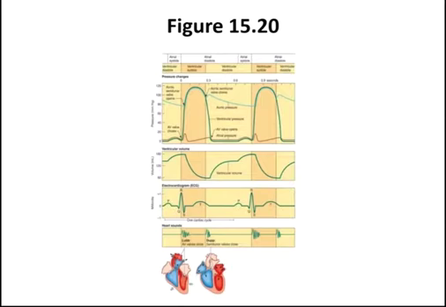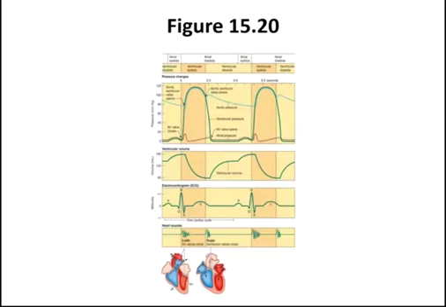Welcome to part 2 of chapter 15. This figure, 15.20, provides a lot of summary of what's going on in the heart that we covered in the first part of chapter 15. Starting at the bottom, we have the sounds, the lub dub. The lub is the closing of the AV valves, right? The atrioventricular valves, the tricuspid and the bicuspid valves. The dub is the semilunar valves in the aorta and the pulmonary trunk, and they close with the dub.